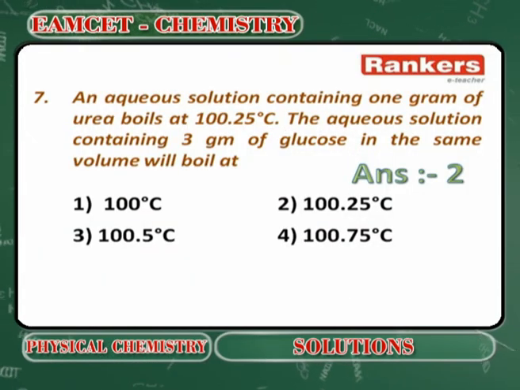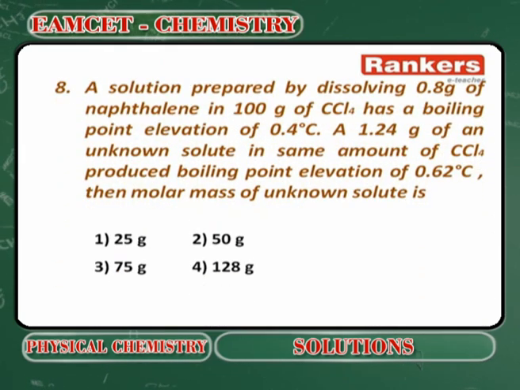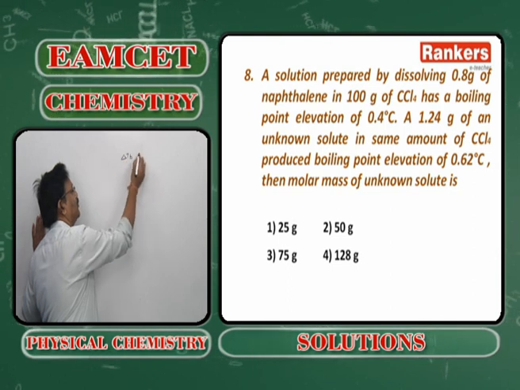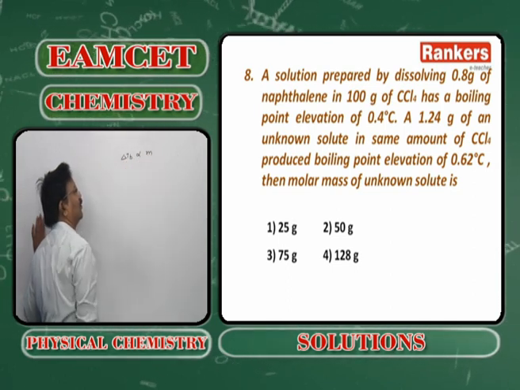100.25, because the number of moles are the same and the volume is the same. Next, a solution is prepared by dissolving 0.8 grams of naphthalene in 100 grams of CCl4 and has a boiling point elevation of 0.4. Both happen to be non-electrolytes. So delta TB is invariably proportional to the molality.